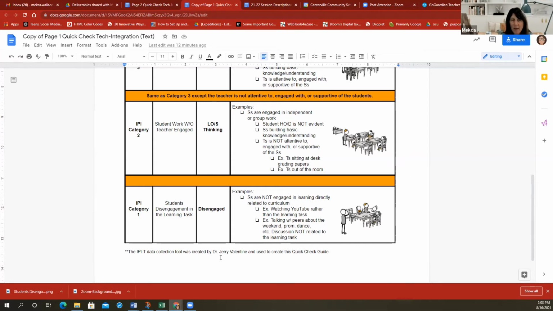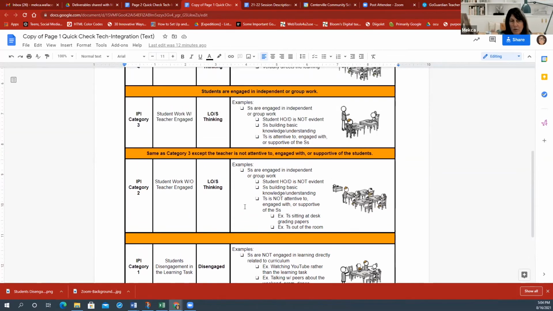IPI categories. And so as they walk in, they're looking to make sure that students are not disengaged. And so we have examples here. We want, and this does get a little tricky, it might look like students are engaged, for example, on the computer, but if they're really watching YouTube and it doesn't pertain to the lesson at hand, and we do see this sometimes with some of our secondary students, they're watching YouTube or they're trying to find their music on Spotify. That's learning lost, and we really don't want that to happen. And so that would be IPIT category 1.